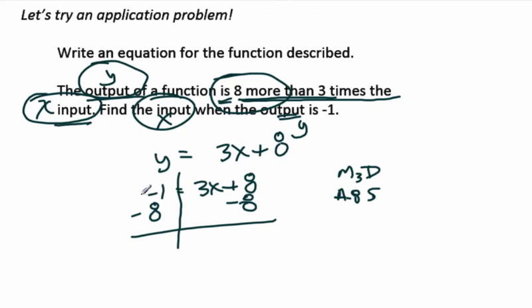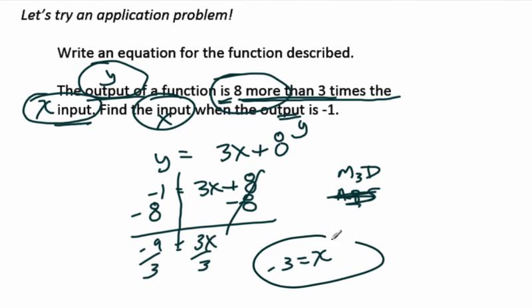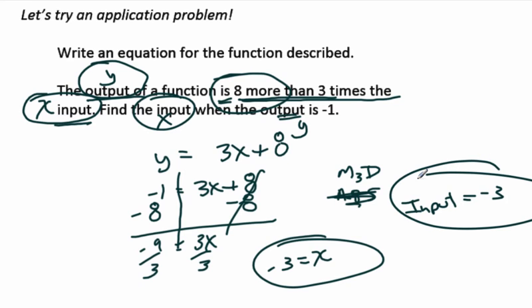Draw the line. So we get negative 1 minus 8. That's negative 9. Is going to be equal to 3x comes down, and then the plus 8 and the minus 8 cancel. Okay, there's that step. Next step, divide by 3. So we divide each side by 3. We get negative 3 is equal to x, and we're all done. So the input says find the input, so we're going to write that out. The input equals negative 3. So we've answered the question.